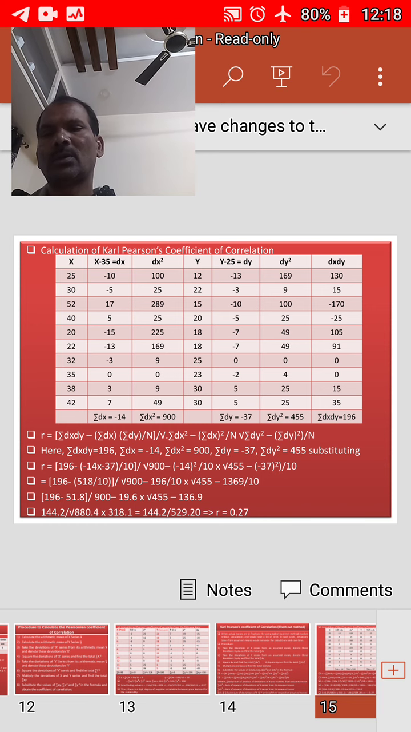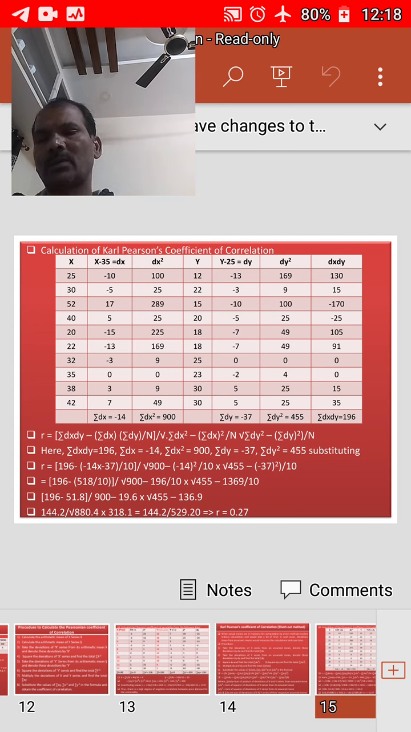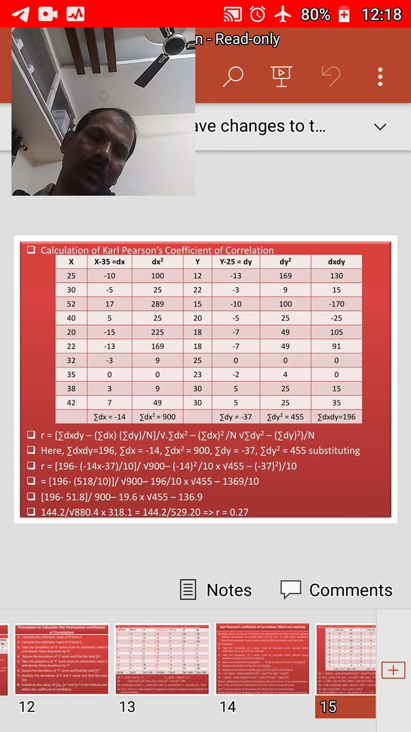12 minus 25 is equal to minus 13, 22 minus 25 is equal to minus 3, 15 minus 25 is equal to minus 10, 20 minus 25 is equal to minus 5, 18 minus 25 is equal to minus 7, 18 minus 25 is equal to minus 7, 25 minus 25 is equal to 0, 23 minus 25 is equal to minus 2, 30 minus 25 is equal to 5, 30 minus 25 is equal to 5. These are the dy values that we got from the calculation.